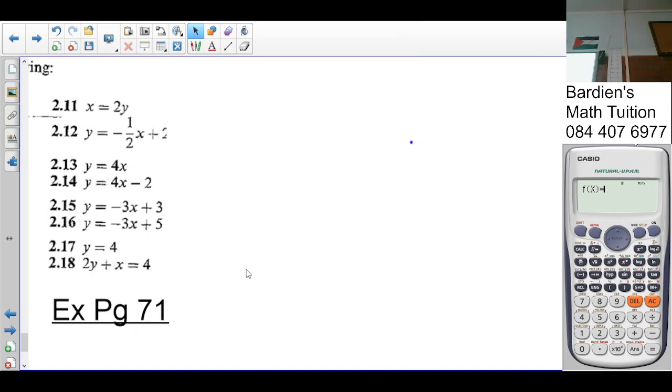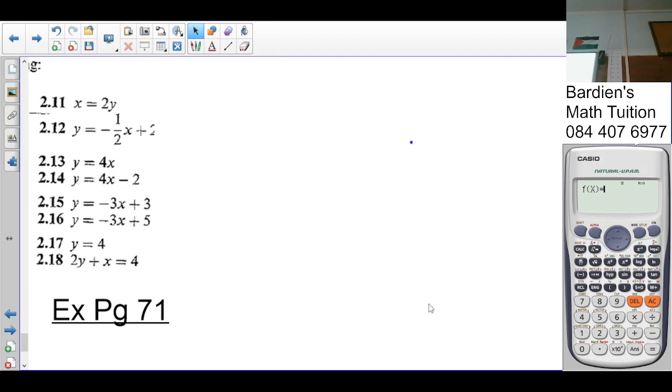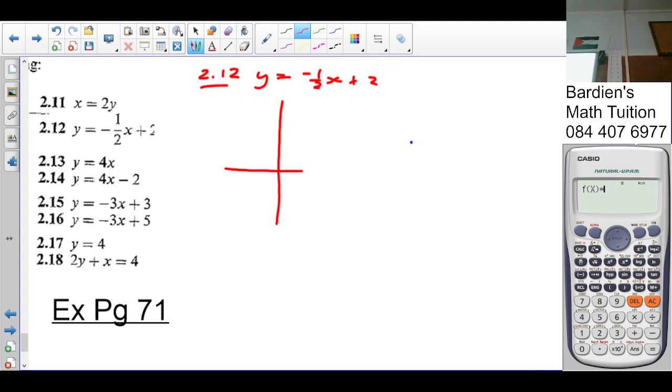Okay. So I asked you to do number 12. So 2.12 follows the formula y is equal to negative half x plus 2. Not so? So what do we have? Your y-intercept is what? It worked out to be 2. And your x-intercept? 4. Okay? You're going to go through there and there. All agree with that? Yes.